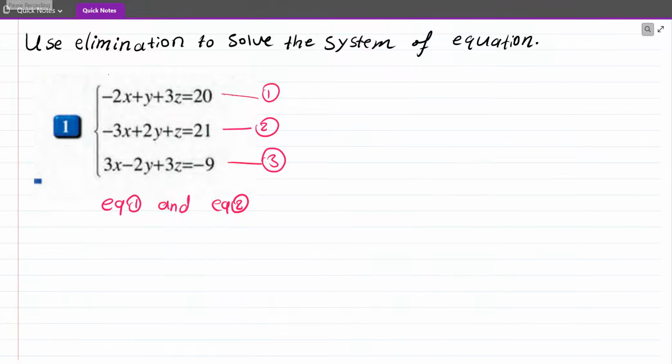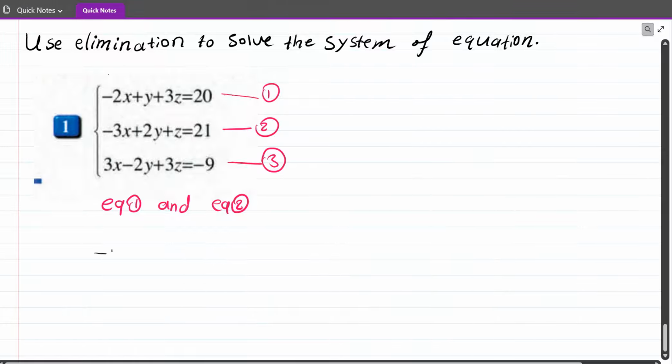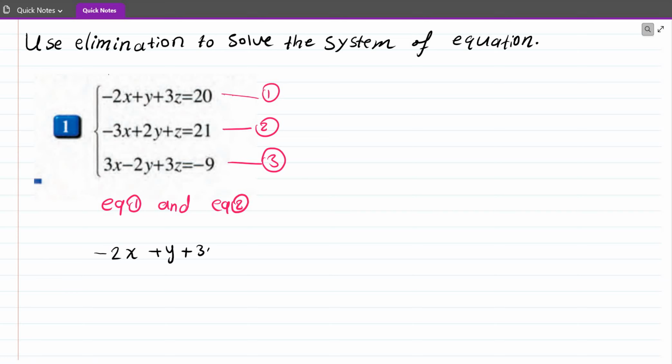So for equation 1 we have negative 2x plus y plus 3z equals 20. And for equation 2 we have negative 3x plus 2y plus z equals 21. Ladies and gentlemen, pay attention. Here, which variable can I eliminate? If you check well, the variable y is a good variable to eliminate in this situation.